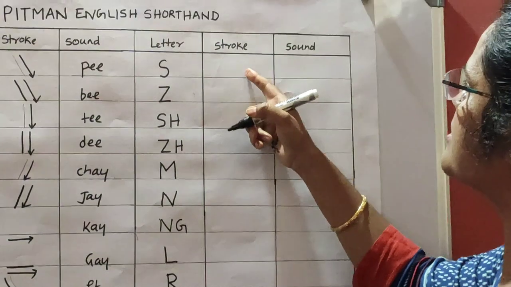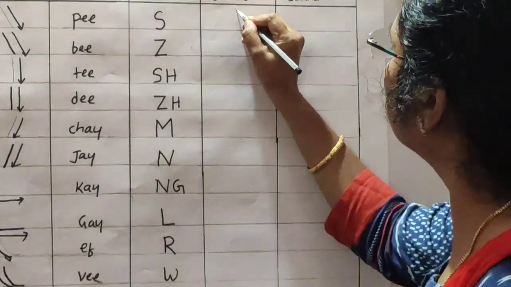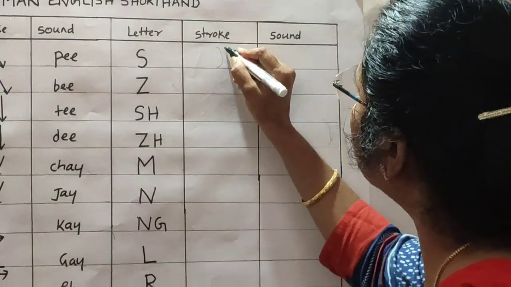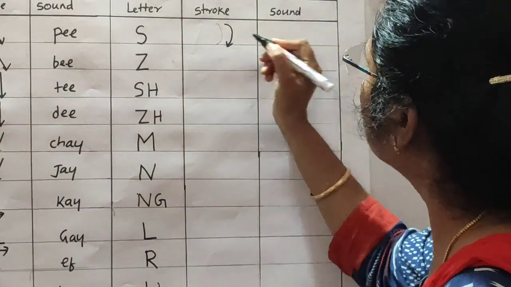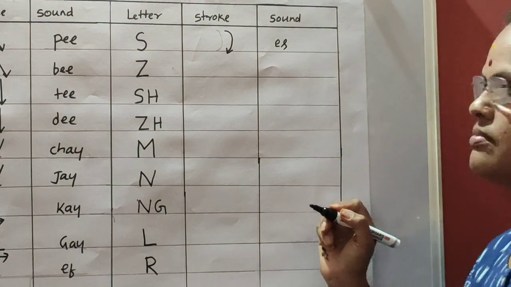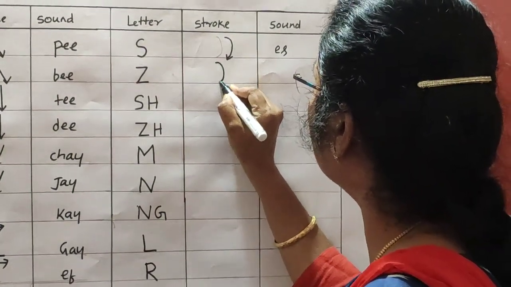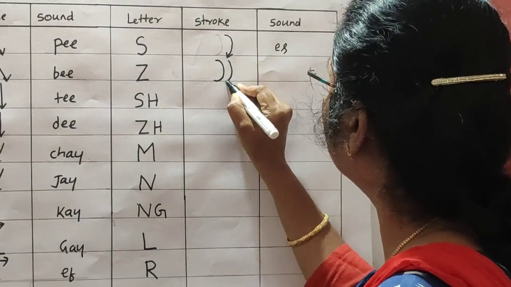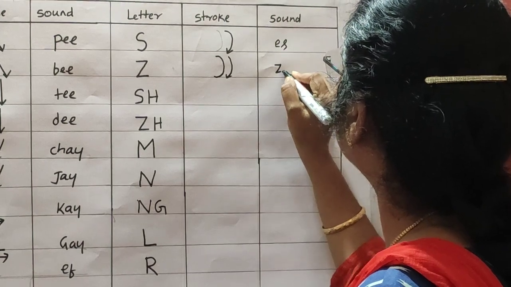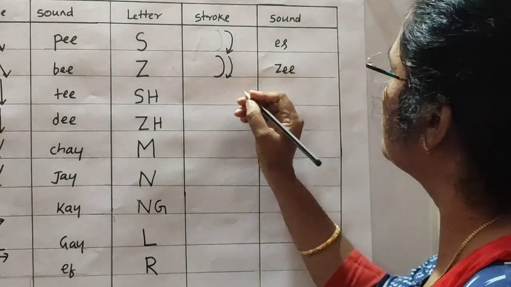It starts from the next, S. From upward to downward direction. It is a light curve. The direction is upward to downward. It sounds as S. The next letter is Z. It sounds as Z. Again with the downward direction you have to write. It sounds as Z. Next curve is Ish.